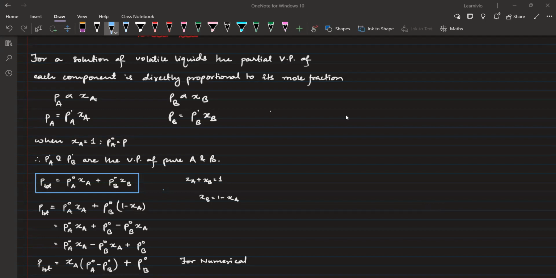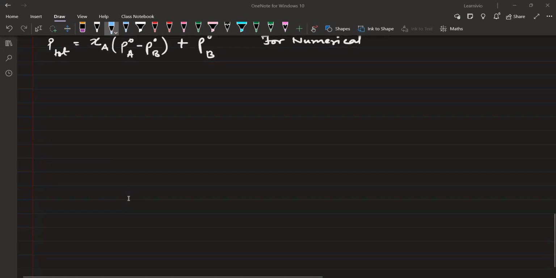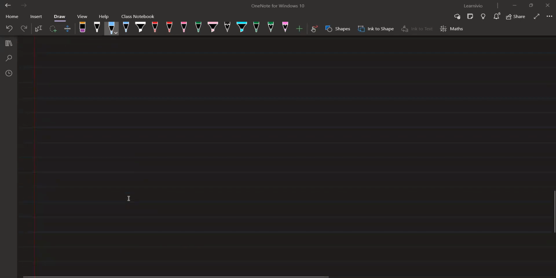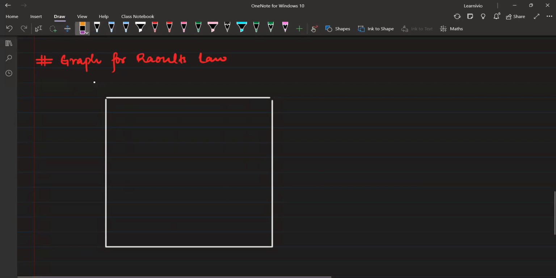Understand? Right, next. Graph for Raoult's law. Now this graph is something that you may not have seen previously, this type of graph. So please don't write it now. Just listen. And once I'm done explaining, listen to all the explanation very carefully, and once we are done with the explanation, you can write it down.